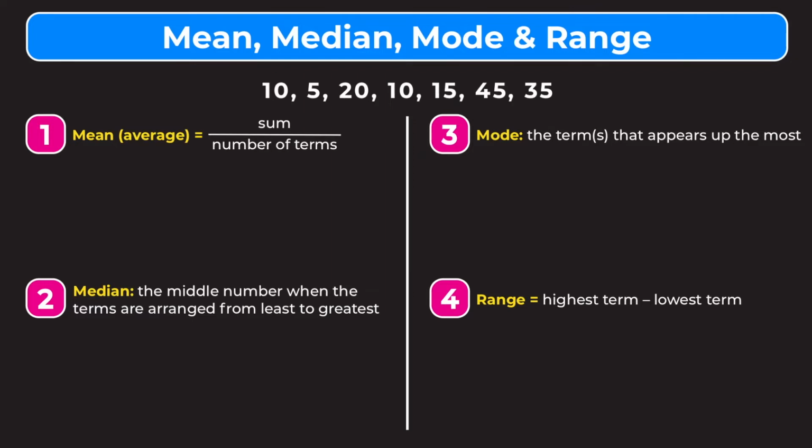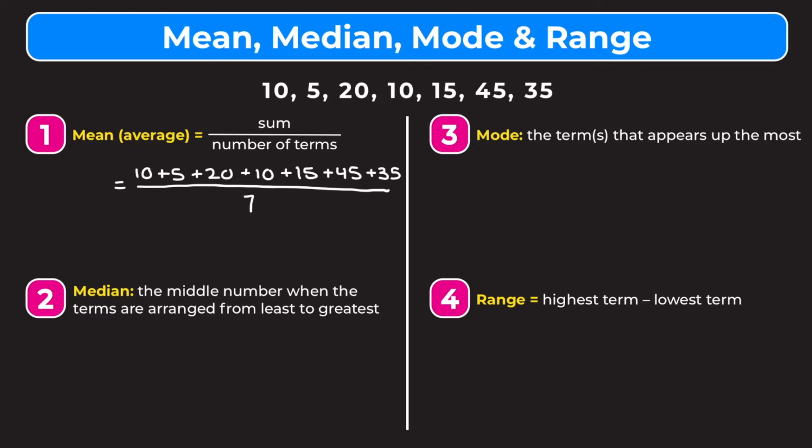It says that the mean, which is the same as the average, which you may have heard before, is equal to the sum of the numbers divided by the number of terms. So what we want to do first is find the sum of the numbers. I'm just going to write that this is equal to the sum of the numbers. We're going to do 10 plus 5 plus 20 plus 10 plus 15 plus 45 plus 35. And now we have to divide this by the number of terms. If we count up how many original terms or numbers we have, we should get 7.